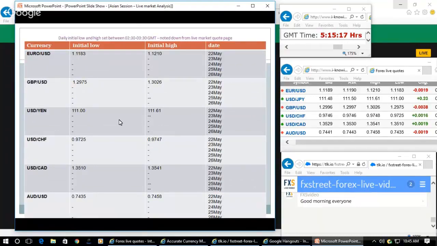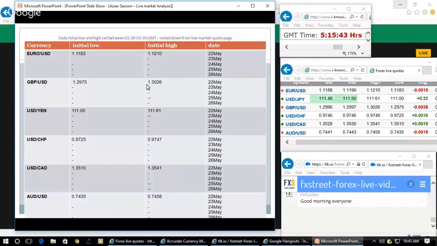Coming to the market reading, I have noted down the initial lows and the highs around 3:30 GMT. And currently, if you look at the market, euro formed the low 1.1183 and the high was 1.1210. They have not breached the low or the high. Then GBP 1.2975 is the low, 1.3026 is the high. They have not breached the low or the high.